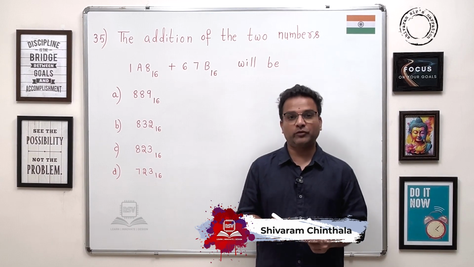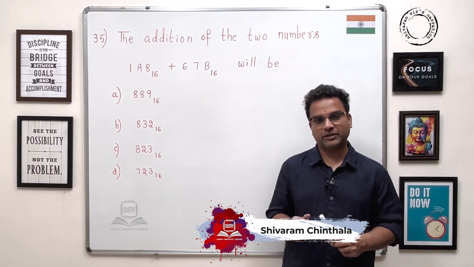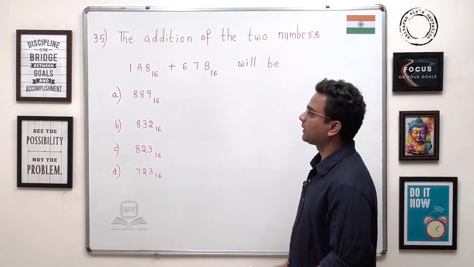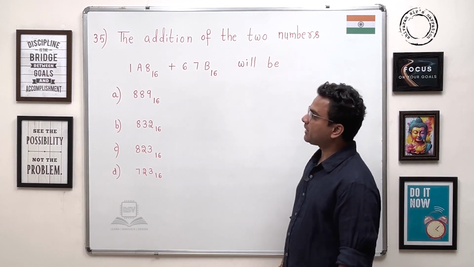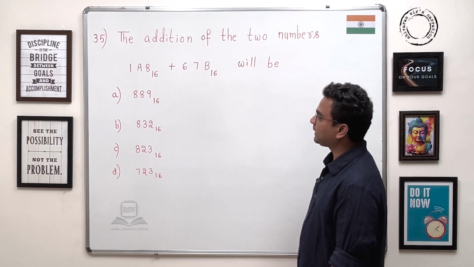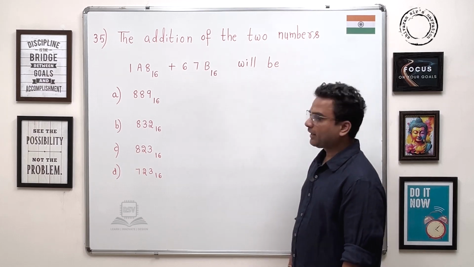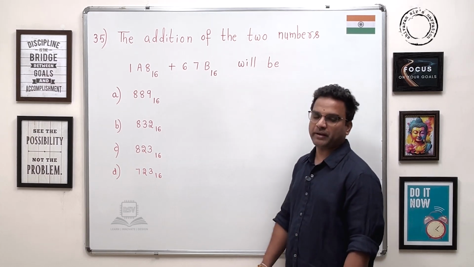In this video, we are going to learn about hexadecimal addition. Yes, let's dive into the question directly. Question number 35. The addition of two numbers 1A8 base 16 plus 67B base 16 will be 889, 832, 823, 723 base 16.